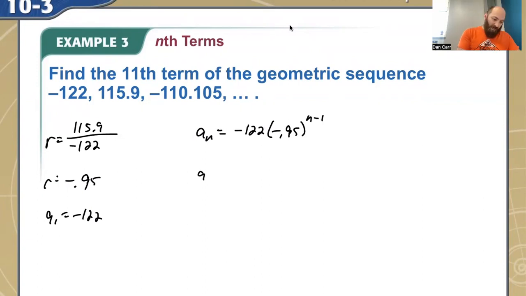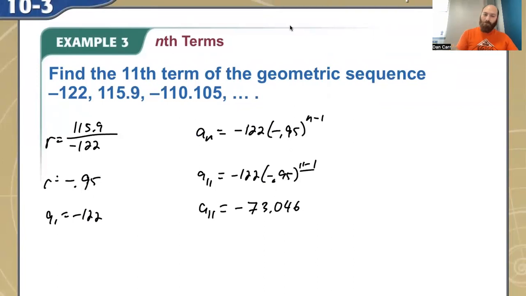So if I want the 11th term, that's going to be -122 times -0.95 raised to the 11 minus 1 power. From here, it's just a matter of making sure you plug it into your calculator properly, doing your order of operations, subtract that first to make it a 10. So -122 times -0.95 raised to the 10th power. It's going to give me -73.046. Just go 3 decimal places for that one.